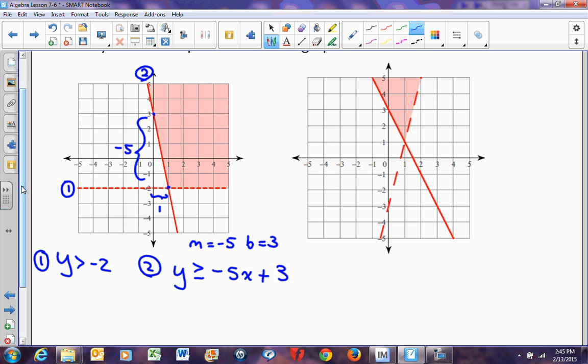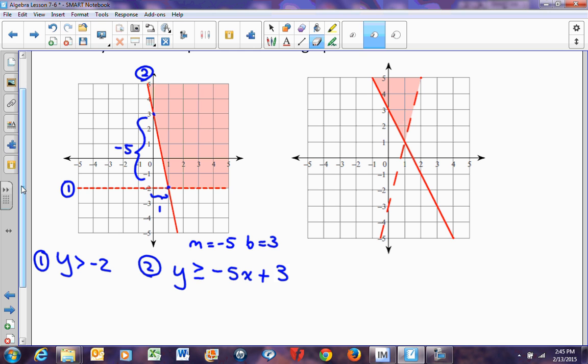If I put in a greater than symbol, I need to test something. Let's test 0, 0. 0 is greater than or equal to 3. That's false. So I would not shade where 0 is. It is not shaded where 0 is, so that actually makes this inequality true. So there's my inequality. y is greater than or equal to -5x plus 3. So there's the two inequalities for that system.